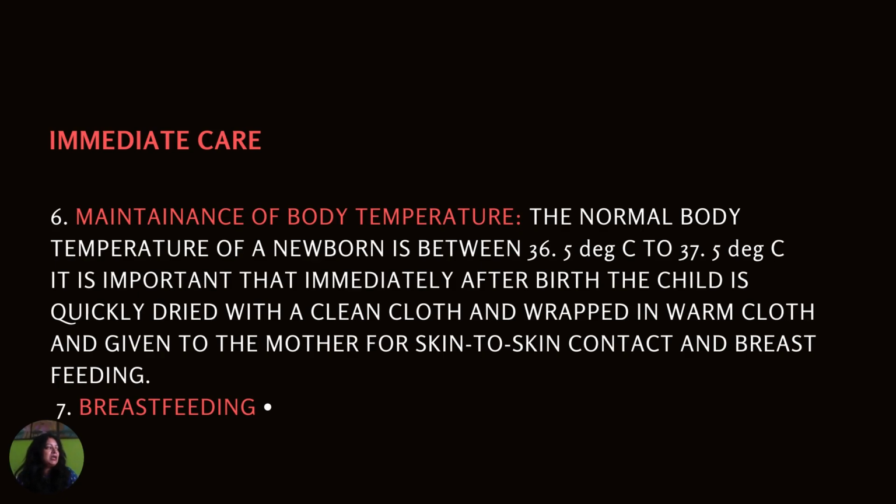Regarding the immediate care, apart from those which we have already discussed, there are certain other aspects as well. What are these? This is the maintenance of the body temperature, which we discussed, and how important it is. The normal temperature of a newborn is between 36.5 degrees Celsius to 37.5 degrees Celsius. It is important that immediately after birth, the child is quickly dried with a clean cloth and wrapped in a warm cloth and given to the mother for skin to skin contact and starting of the breastfeeding, so that the child gets the colostrum and the kangaroo mother care.